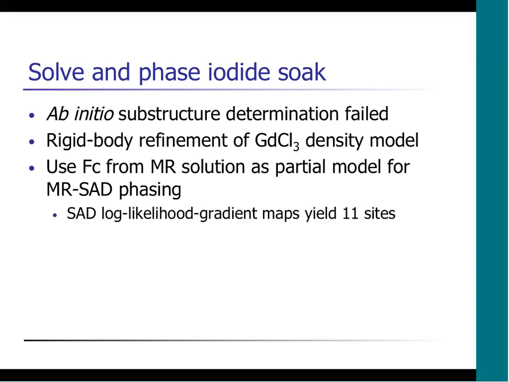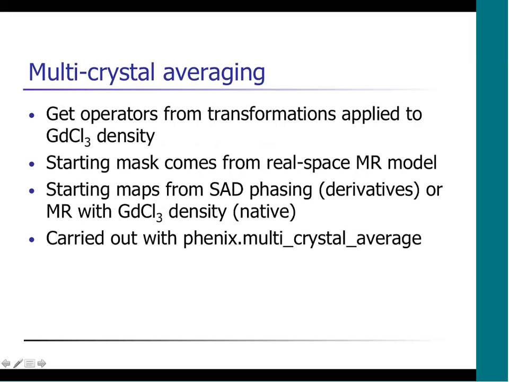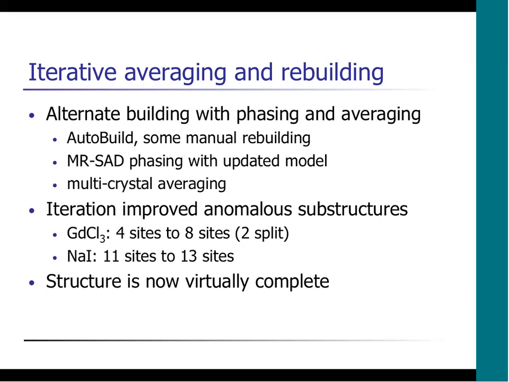And finally, because we've got the transformations that we need from doing molecular replacement with the density from the gadolinium chloride map, we have rotation and translation operators to do multicrystal averaging. We have a starting mask coming from the real space molecular replacement model and starting maps. This is all done with the Phoenix multicrystal average procedure. And by applying this iteratively, we're able to bootstrap our way to a final structure.